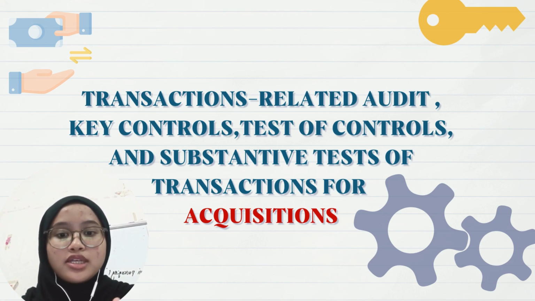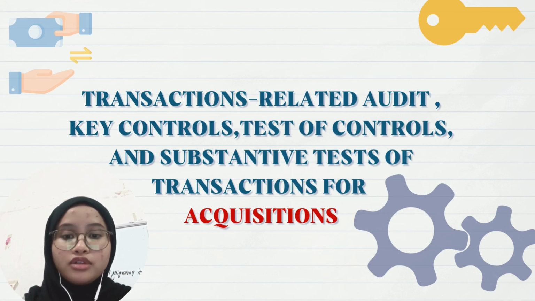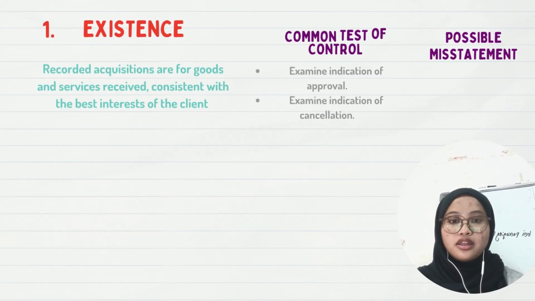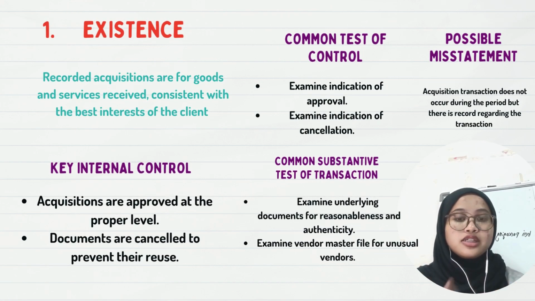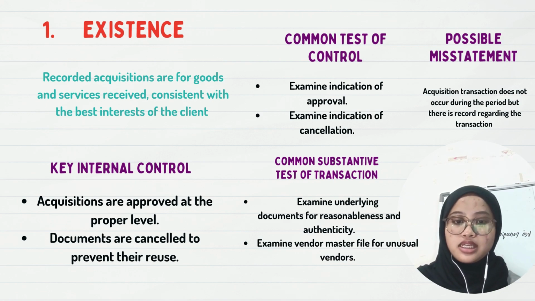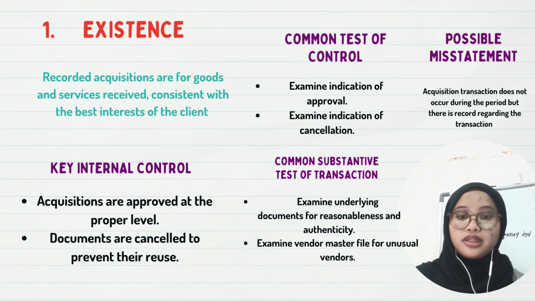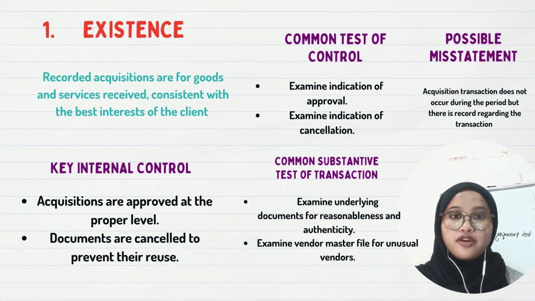Now it's my turn to explain the transaction-related audit objectives, key controls, tests of controls, and substantive tests of transactions for acquisitions. The first one is occurrence. The transaction that is recorded is an acquisition of goods and services received, consistent with the best interest of the client. For the key internal control, acquisitions are approved at the proper level, and documents are cancelled to prevent their reuse.